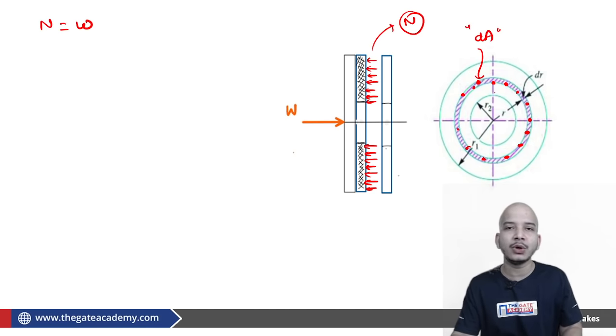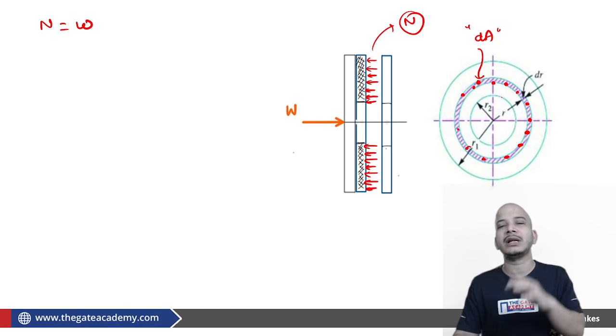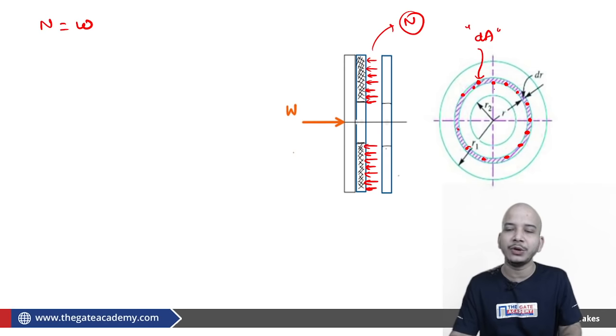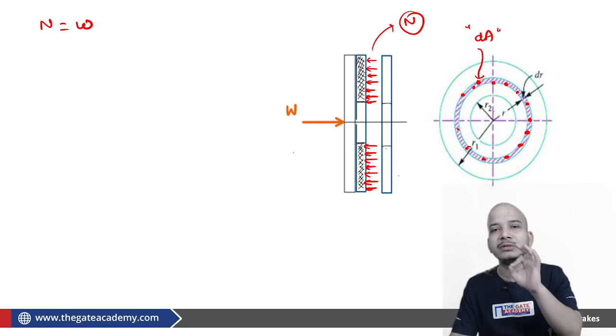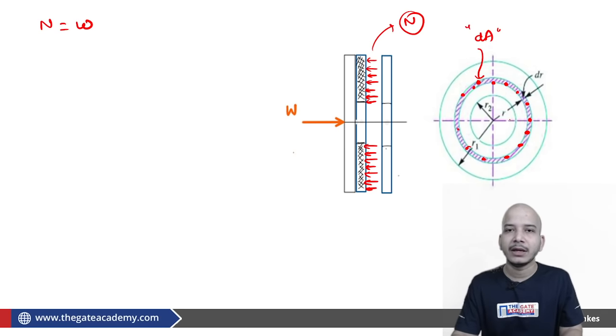How are we so sure? Because of symmetry. I'm not saying that the clutch is old or new, or that the pressure is uniform or not uniform. I'm just saying that from the concept of symmetry, this elemental area will definitely have the same intensity of load.